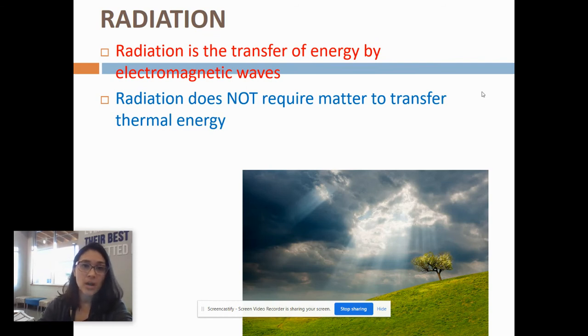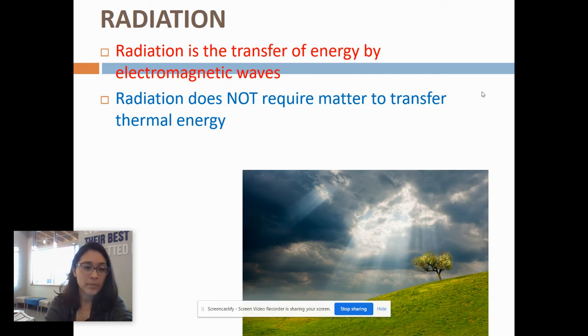Radiation does not require matter to transfer thermal energy. So it does not require air or water. It just is transferred through waves. A good example is the sun. Sun rays are a type of, I think, ultraviolet ray, and then your microwaves. Your microwaves use microwaves to heat up your food.